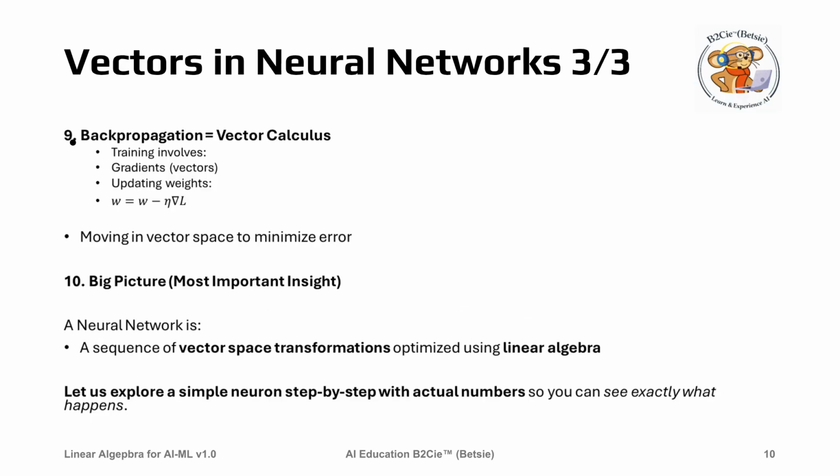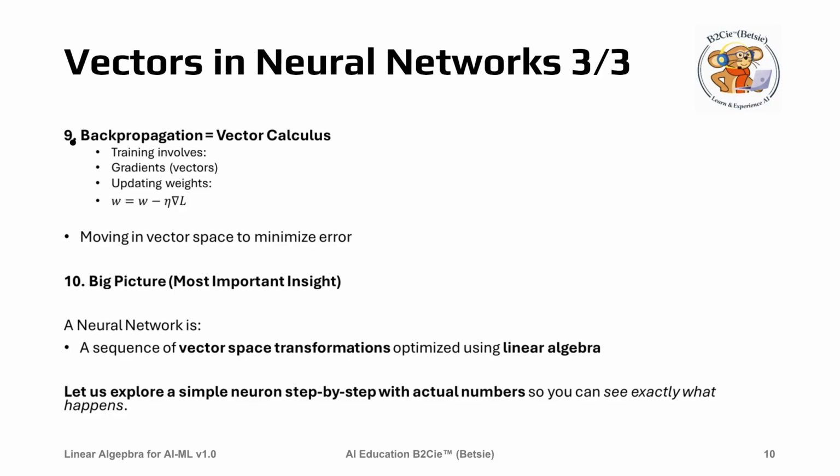The materials being presented here have a bit of a chicken-or-the-egg-came-first syndrome. You will be meeting what and how vectors are used in AI ML. At this point, it is sufficient to know that a neural network is a sequence of vector space transformations optimized using linear algebra. Backpropagation uses vector calculus, specifically gradients, to update weights and minimize error. A neural network is fundamentally a sequence of vector space transformations optimized using linear algebra.